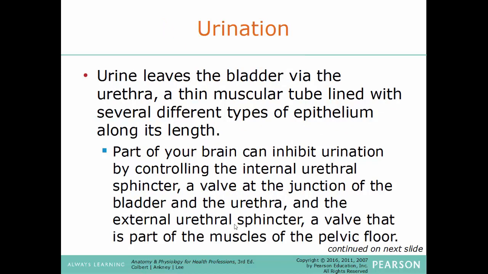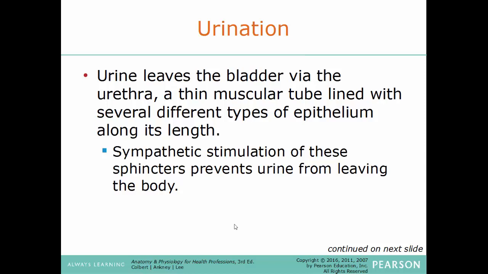Urine leaves the bladder via the urethra, which is a thin muscular tube lined with several different types of epithelium throughout its length. Now, part of your brain can inhibit urination by controlling the internal urethral sphincter, which is a valve at the junction of the bladder and urethra, and also with the external urethral sphincter, a valve that is a part of the muscles of the pelvic floor.